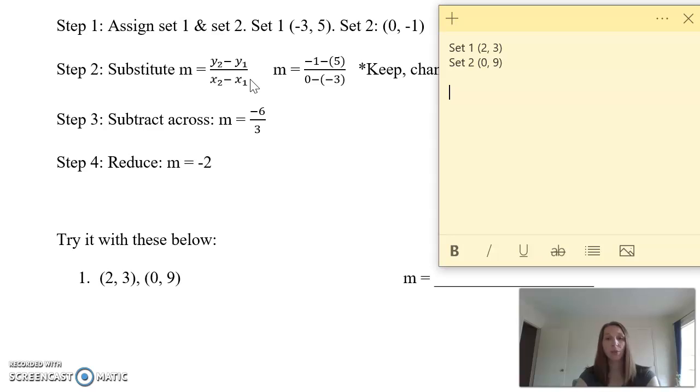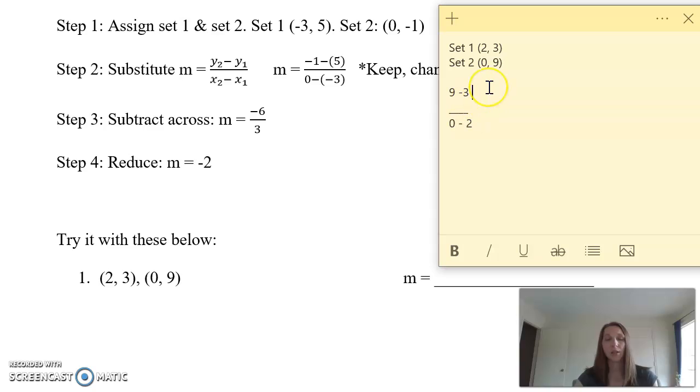Now my second step is to substitute m equals y2 minus y1 over x2 minus x1. Okay, so I need to substitute that. I'm going to take y2, so my second set y, which is 9, minus my y1. If this is set 1, I need to subtract 3, over x2, which is 0, minus 2.